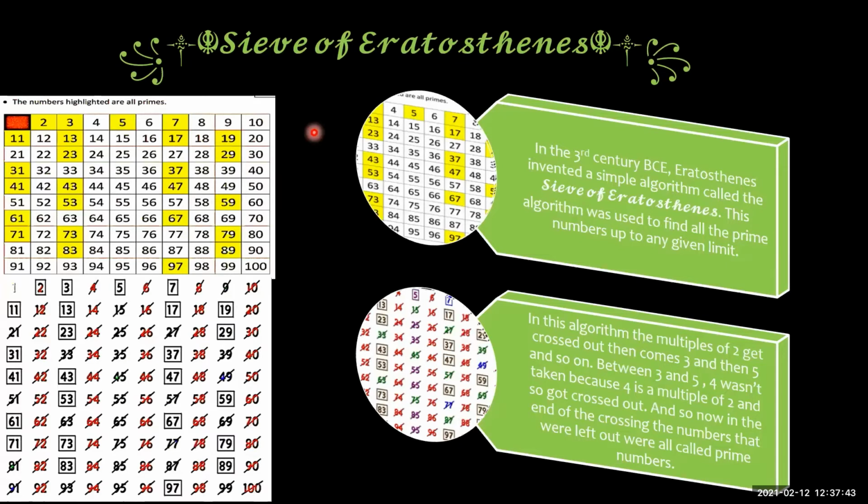Sieve of Eratosthenes. In the 3rd century BCE, Eratosthenes invented a simple algorithm called the sieve of Eratosthenes. This algorithm was used to find all the prime numbers up to any given limit.